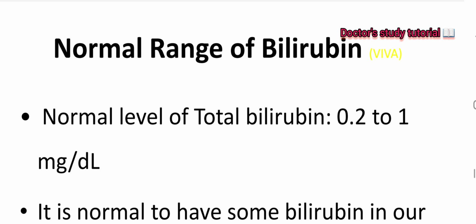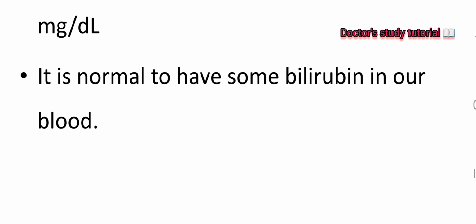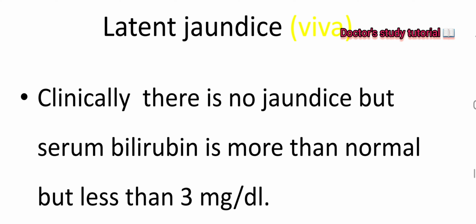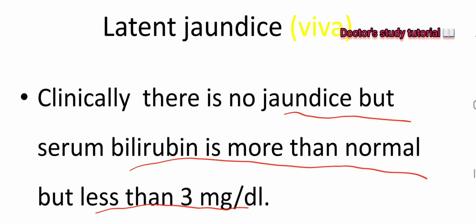Another viva question is the normal level of total bilirubin. It is 0.2 to 1 mg per deciliter. It is normal to have some bilirubin in our body. Then the next question is, what is latent jaundice? Clinically, there is no jaundice, but serum bilirubin is more than normal but less than 3 mg per deciliter.